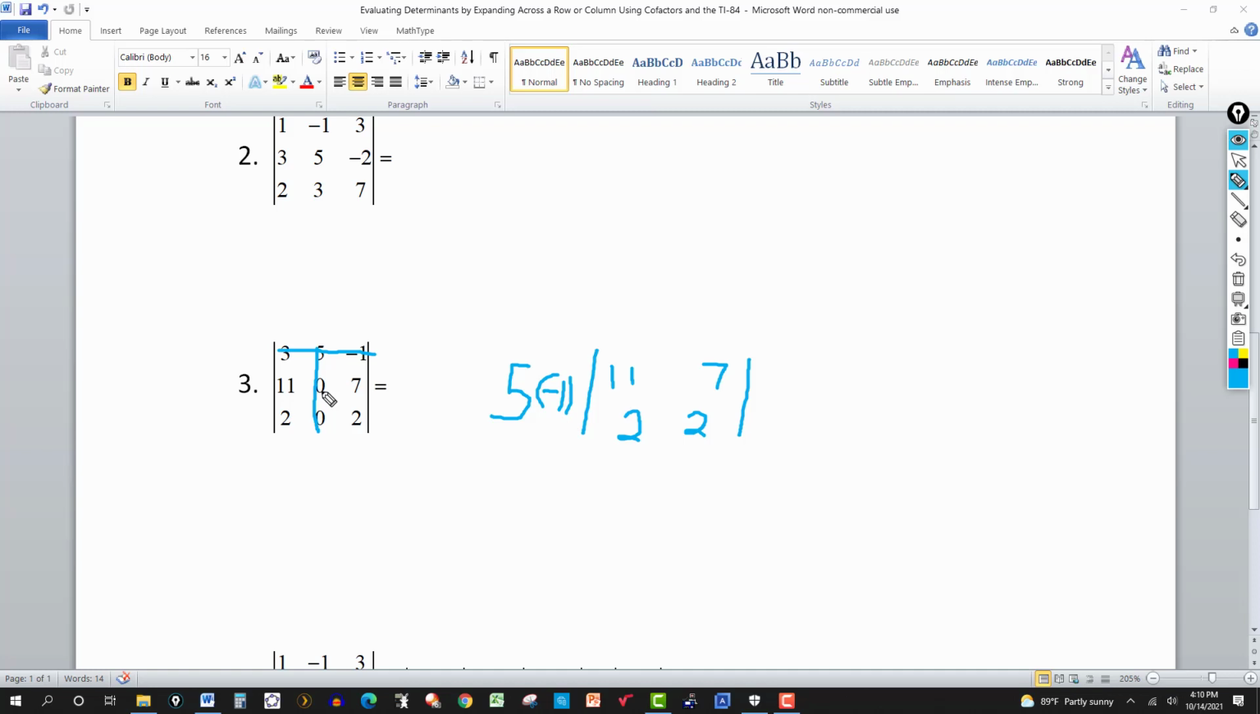And obviously the next one I don't have to do, like in the previous one, because 0 times the cofactor is going to be 0. So for this one, then it's just going to be negative 5. Then 2 times 11, this is a 2 by 2, you cross multiply, so this is 22. And then cross multiply here, this is minus 14.